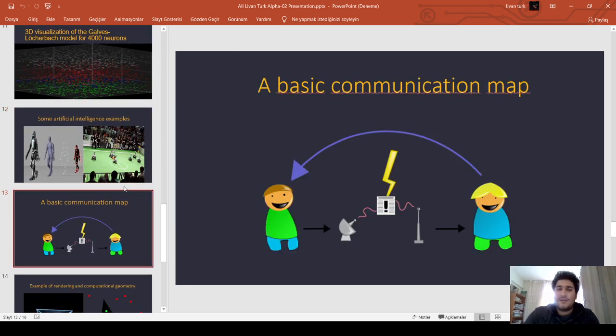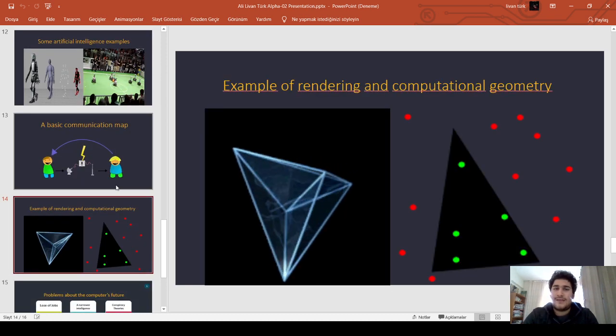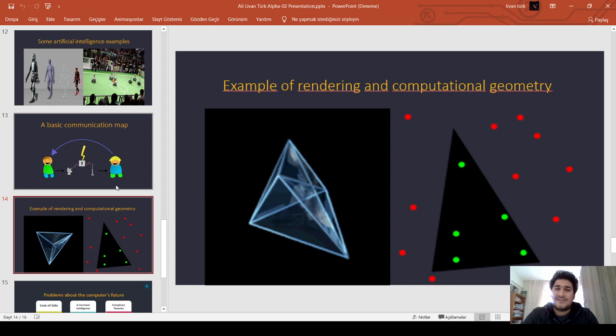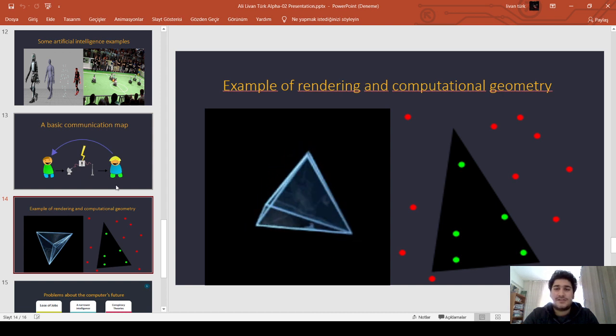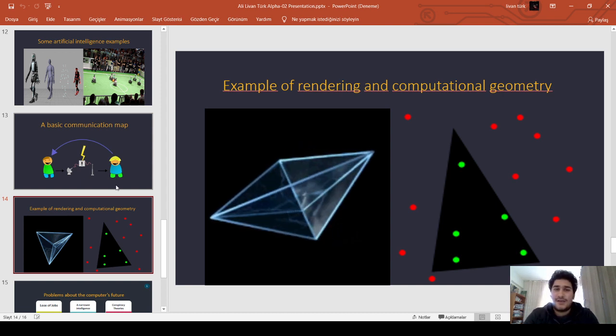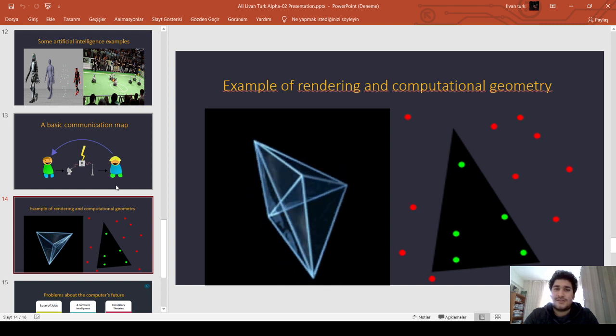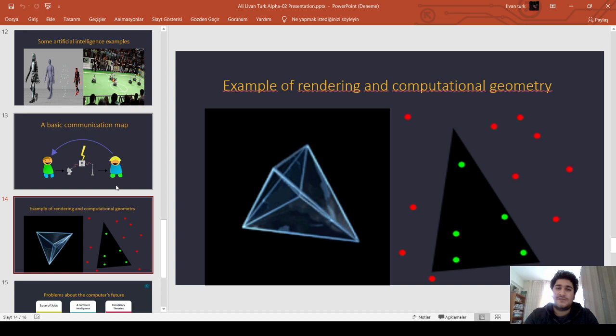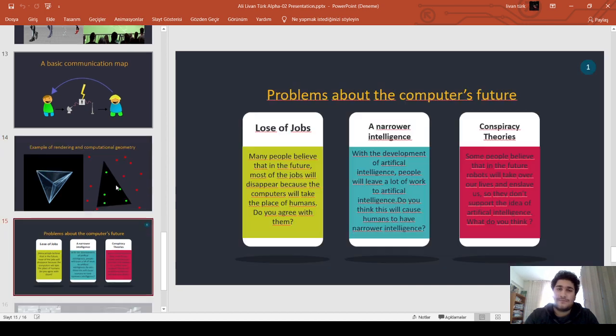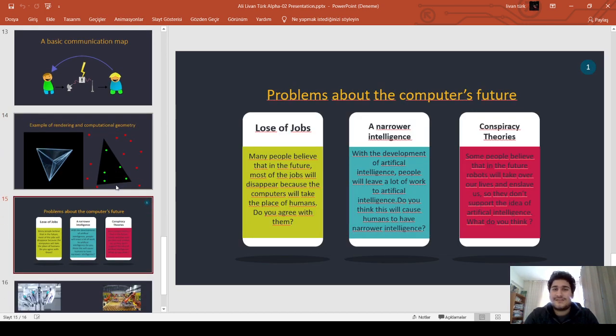And here's a basic communication map. And in the left, you can see an example of rendering and a computational geometry in the right. And since we are already using those, I think they will improve in the future and we will use them frequently. Well, now let's talk about the problems about the computer science future.